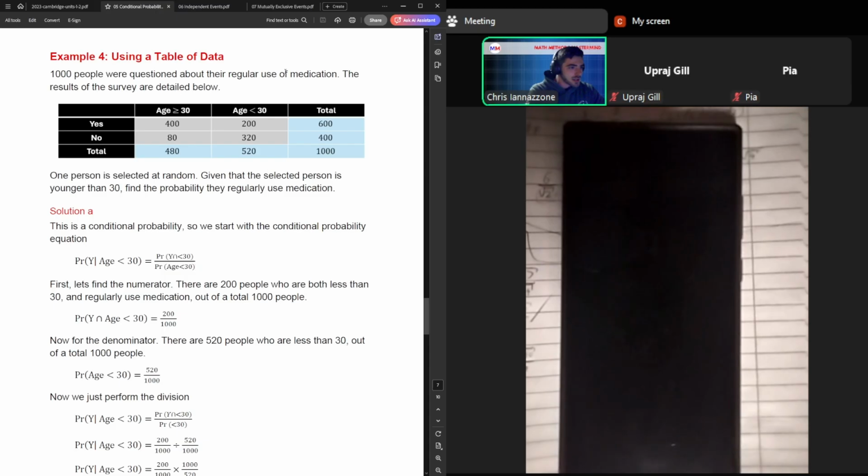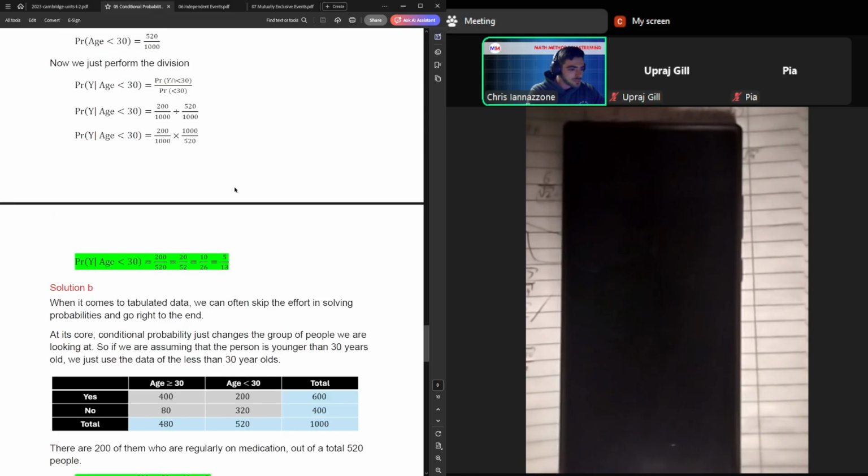So in this case, we have use of medication contrasted with age. So they're either yes or no, as far as whether they use regular medication and whether they're greater than or equal to 30 in age or not. And so in this case, the conditional, the word immediately after given, is for younger than 30. So essentially we ignore everything else in the table and just look at this column. Then from there, probability of using medication. So within this column, using medication is going to be 200 out of a total of 520 people.